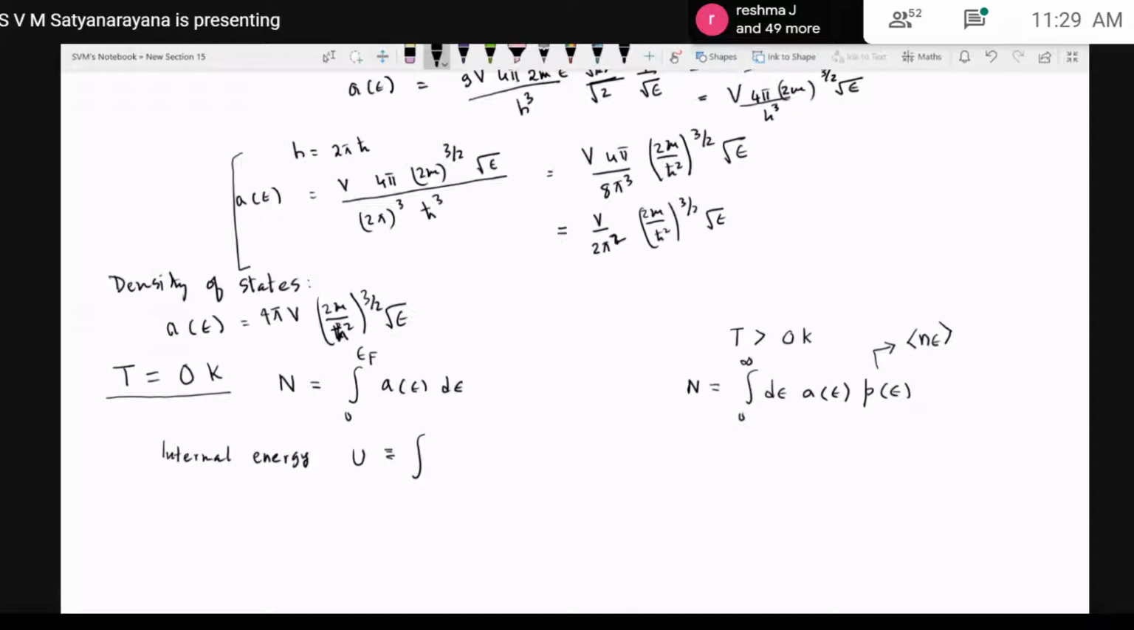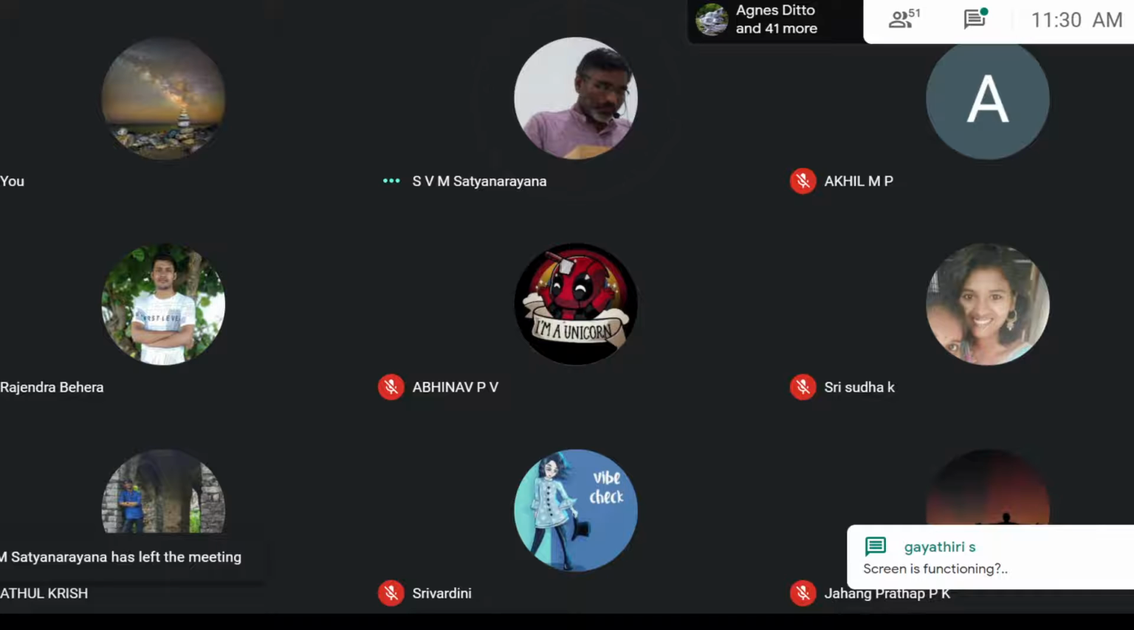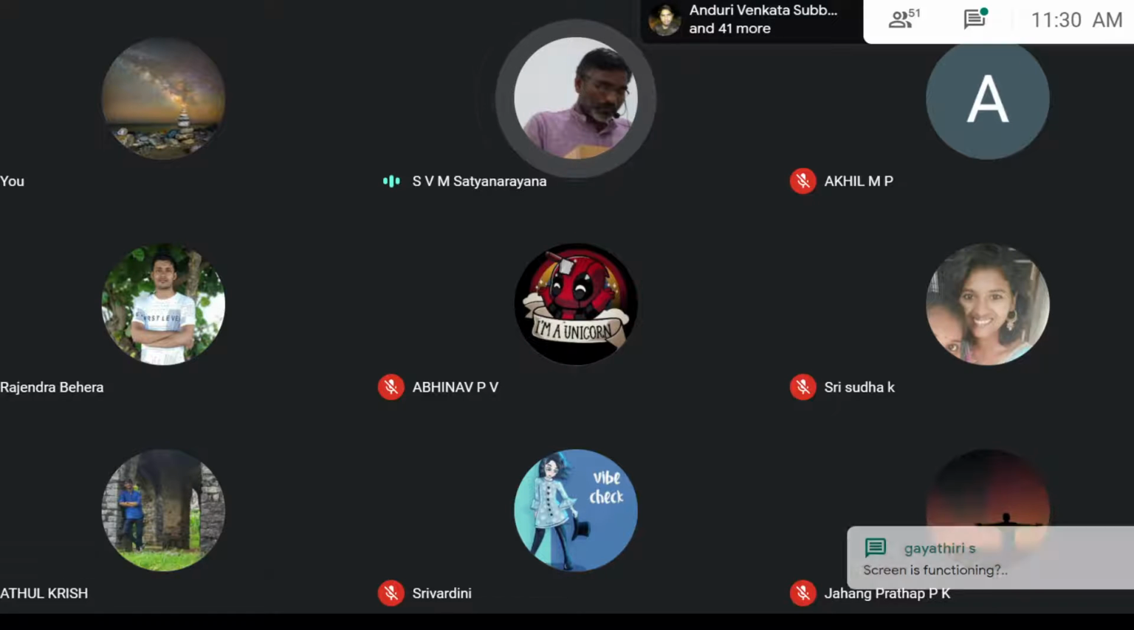What will you do at T greater than 0? Very simple. You write U as the integral from 0 to infinity d epsilon, A of epsilon, epsilon and P of epsilon, which is essentially the same as the average number of particles occupying a single particle energy level. And once you get U, then you can write down your C_V as dU/dT, and other properties you can obtain from this. So this is the scheme of getting the zero temperature results.